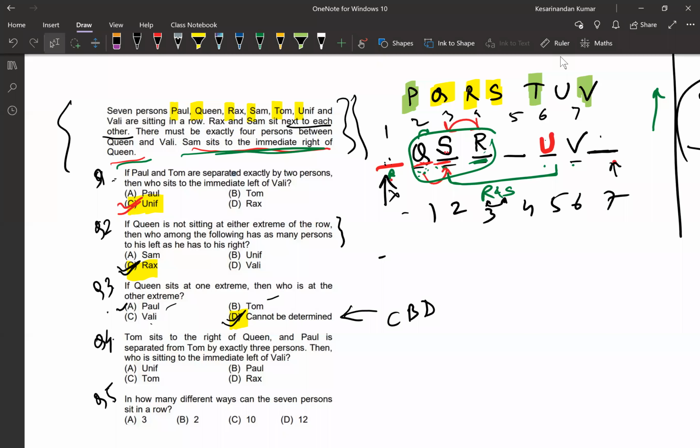Till now it is clear, guys, everyone? Anybody, any doubt? Okay.